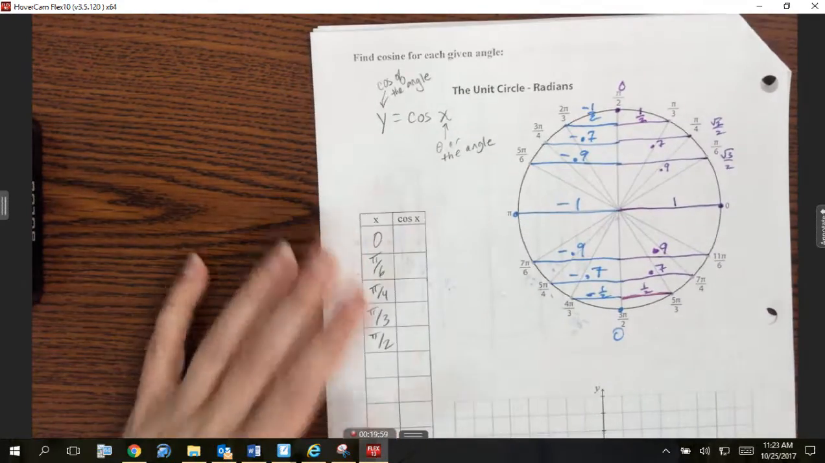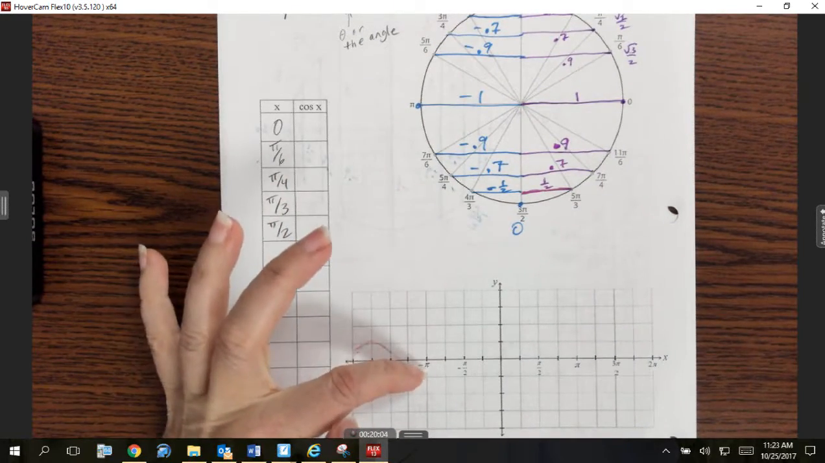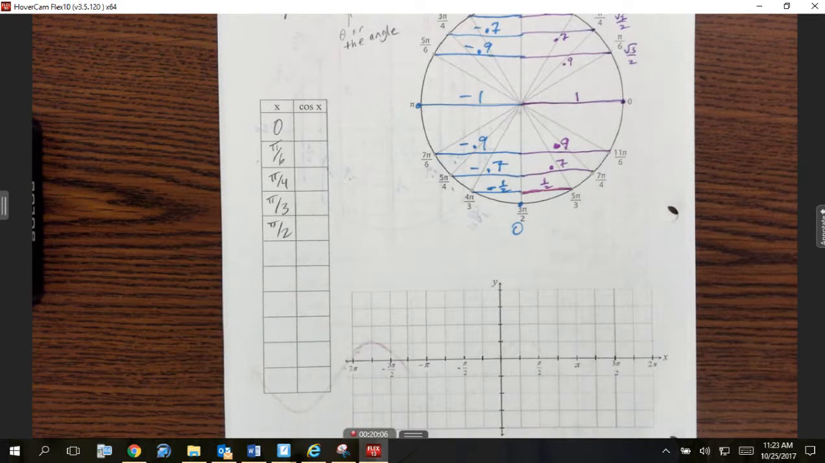All right, let's go back to filling out our table and then plotting the points. Fill out your table, plot the points. I'll do it too, so you can kind of check to make sure you're doing the same thing I'm doing.